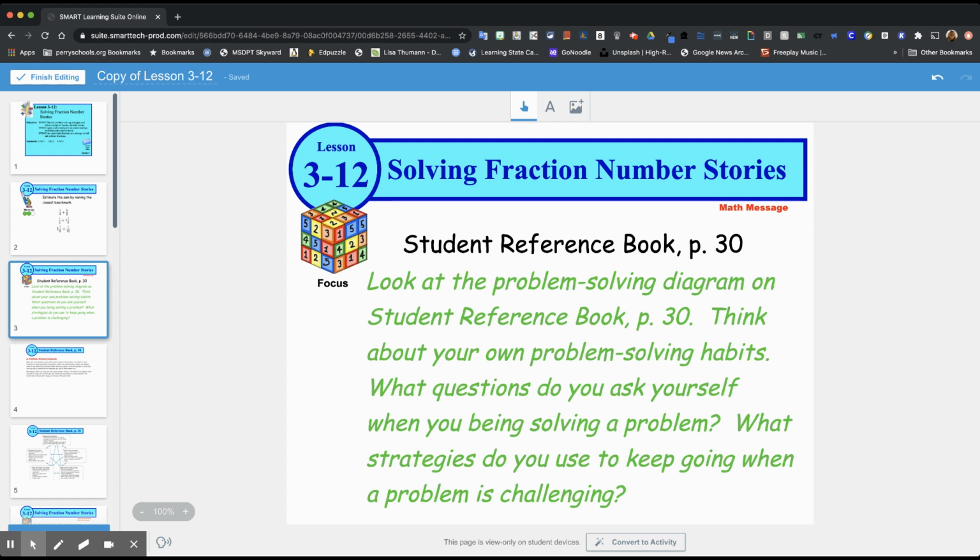That's a problem-solving diagram. And as we're doing this, I want you to think about your own problem-solving habits. So when you're working with number stories, what kind of questions do you ask yourself when you're solving a problem? What strategies are you using that you keep doing when you are solving a problem or when it is challenging? This is personal. So we're going to look at it and stop and ask yourselves these questions. Which path do you use? What do you typically do?